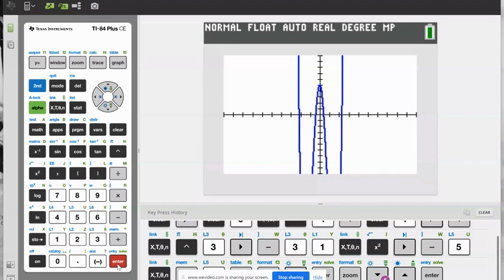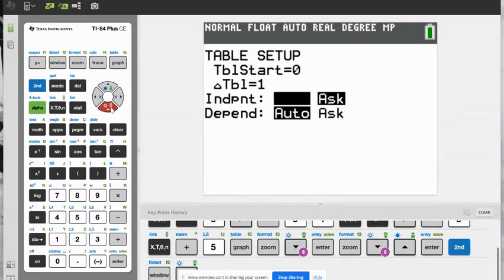So you mean to change it to the table. You're going to go to second window, press second window, and then your independent should say ask. You hit enter and then you hit graph to get out of there.